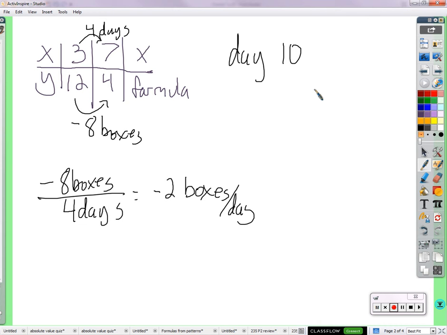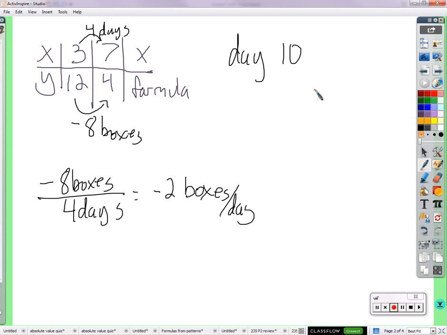Okay, so here on day 3, we have 12 boxes left. The next day, how many are we going to have left? 10. Why is that? Because it goes down 2 boxes every day. And the next day after that? 8. And then after that? 6. And that? 4. Oh, look, we count our way down to day 7. How can we figure out how many are left on day 10?